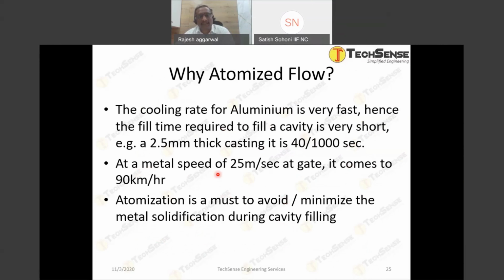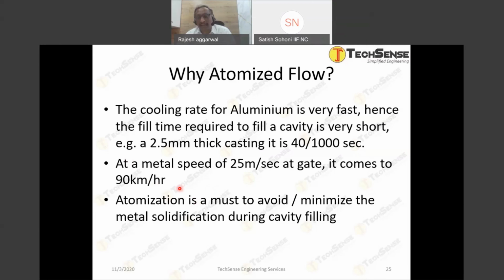And as the minimum metal speed desired for high pressure die casting is 25 meters per second at the gate, it already comes to a speed of 90 kilometers per hour. Why are we converting this to kilometers per hour? Because it is easy for us to understand. We are easily able to correlate with the speed of our two-wheeler or four-wheeler when we are driving on the road. So this 25 meters per second goes to 90 kilometers per hour. And if you are filling the casting at 50 meters per second at the gate, you can imagine the speed will be 180 kilometers per hour, double of this straight away, right?